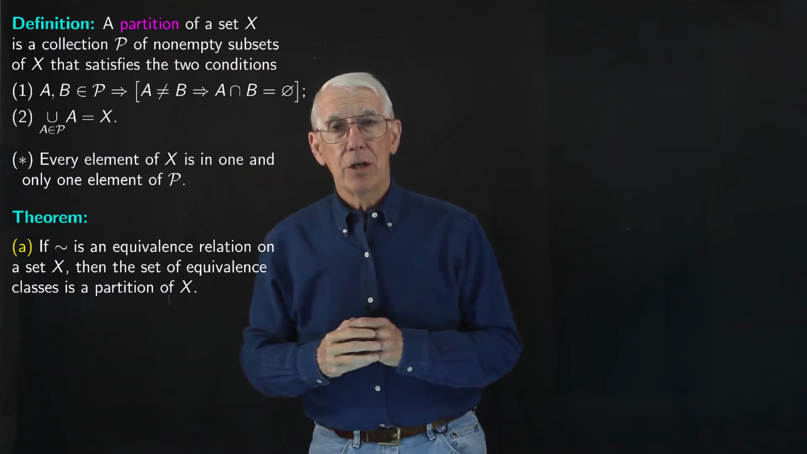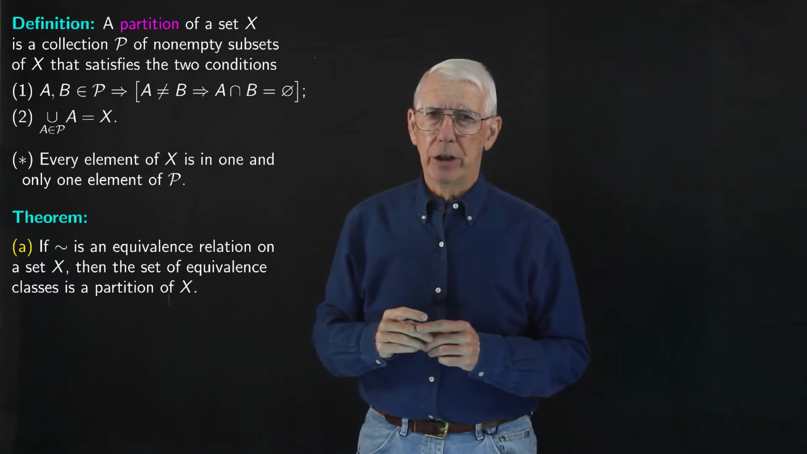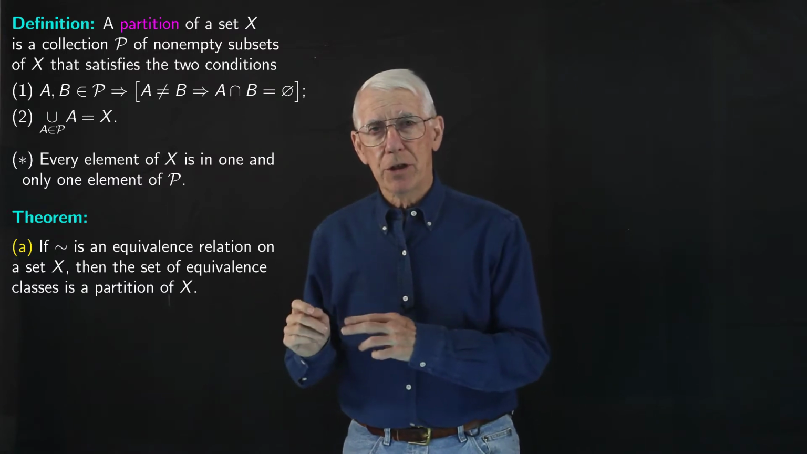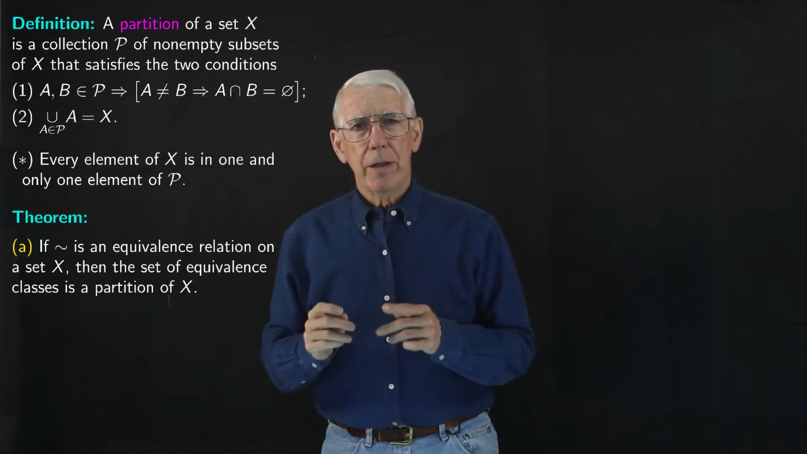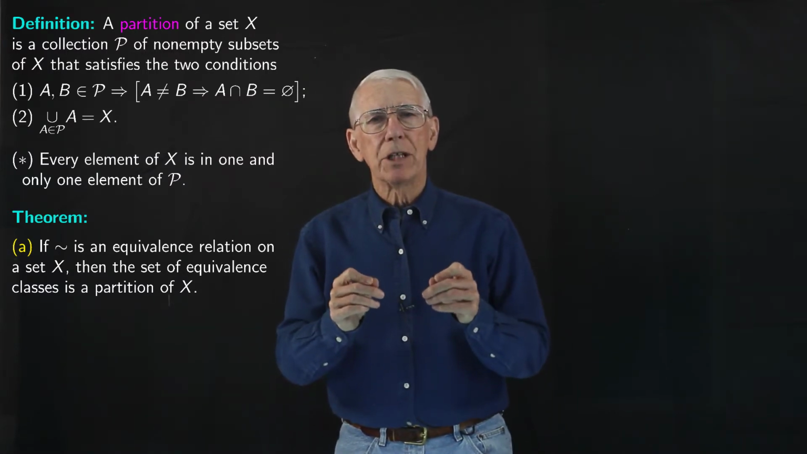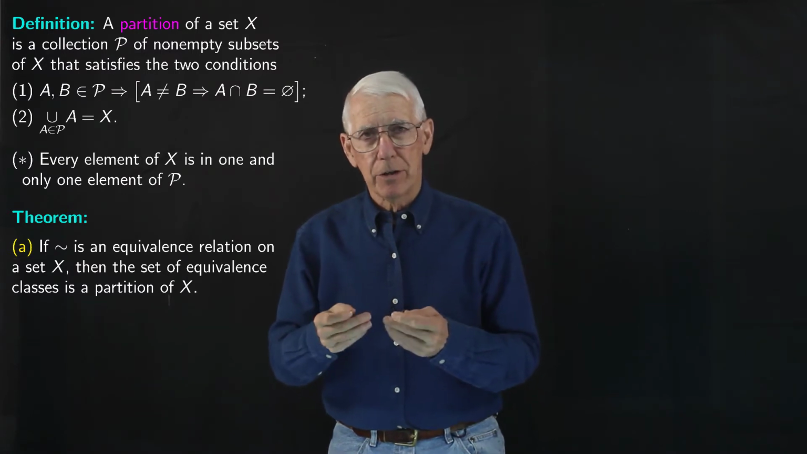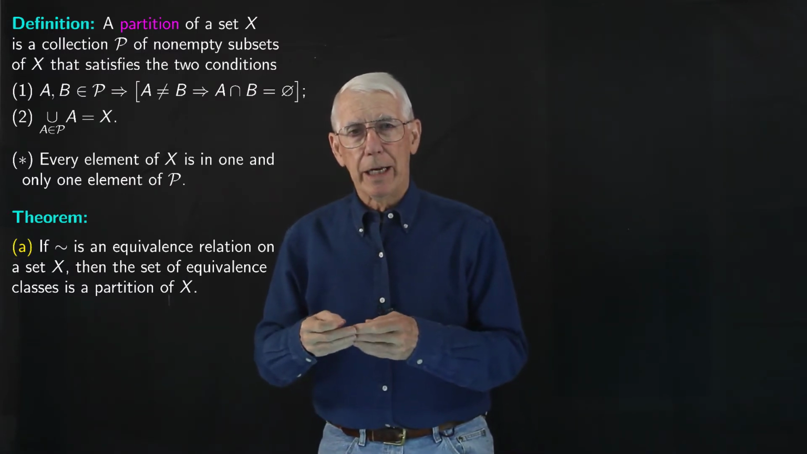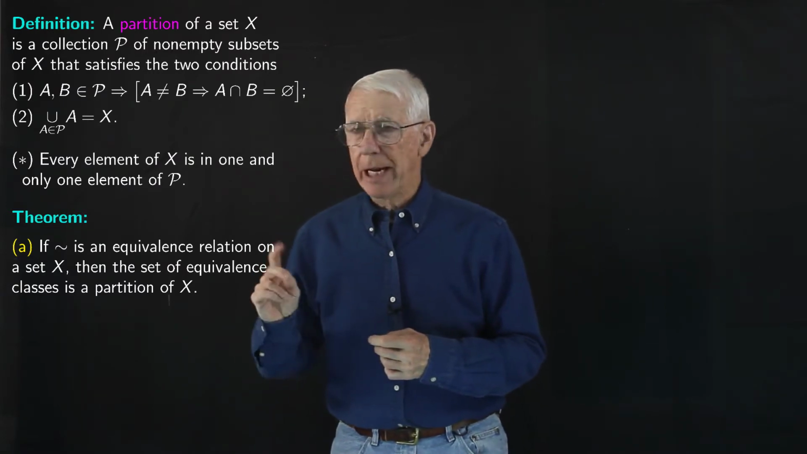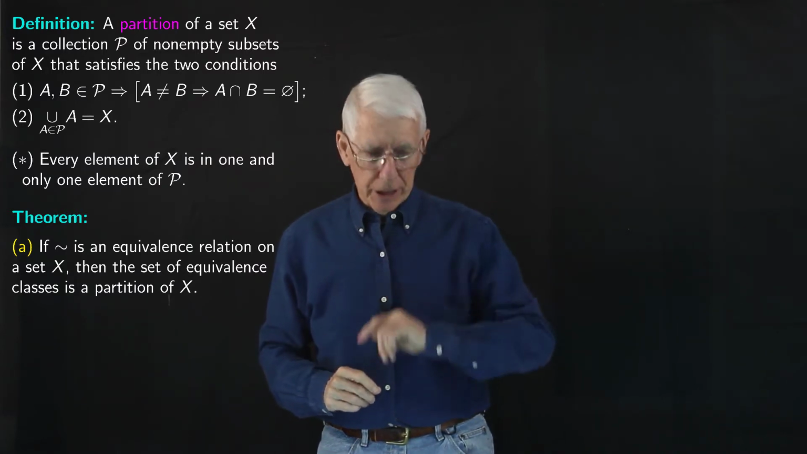underlying set. So you'll recall that we saw a whole bunch of equivalence relations in the preceding 2 lectures. And so this theorem tells us that for every one of those equivalence relations, if you take the set of its equivalence classes, that will be a partition of the underlying set X that the relation is defined on. And so that's going to be helpful. In fact, we'll come back to that after we look at this next example.